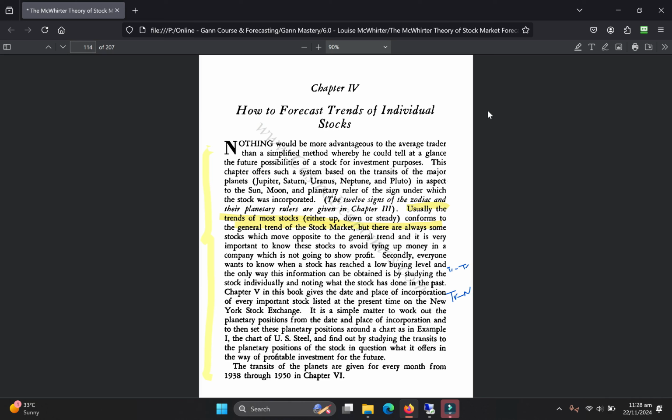It's Jonathan. So you're probably wondering how to forecast trends of individual stocks. Well, I have some good news and some bad news. First of all, the bad news. I won't be able to teach you this in full. I'm actually just going to break down one section of it, okay?